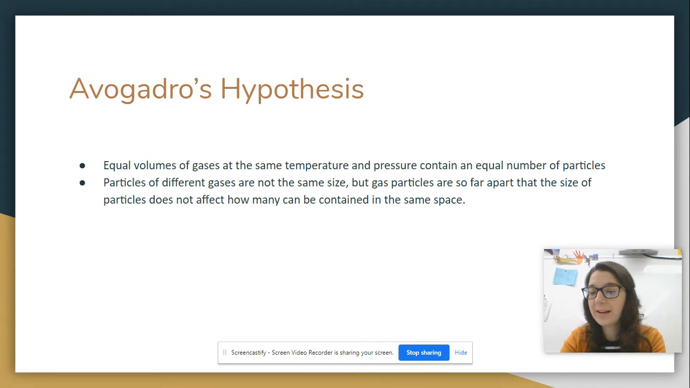Particles of different gases aren't all the same size. Some are bigger, some are smaller. But because gases have so much empty space between particles, the size of those actual particles doesn't matter because they're still not in a liquid or solid phase. So the size of those particles doesn't define how many particles can be held in a space. The identity doesn't matter, but the pressure and temperature will affect how many particles can be in a given volume.